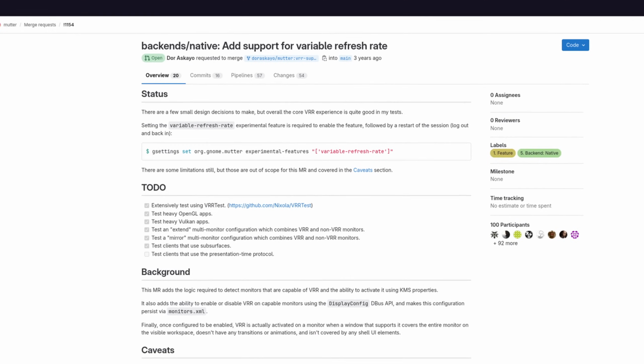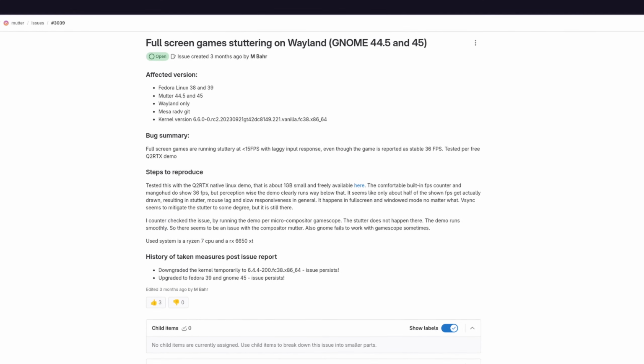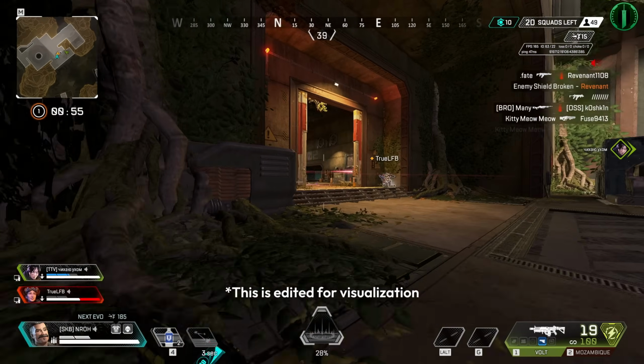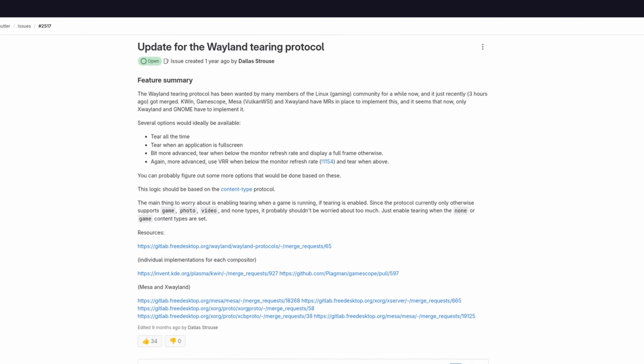Gnome doesn't support variable refresh rate, has issues on Wayland which makes the game feel like it's running on a lower refresh rate, and doesn't offer tearing yet. Was it all just placebo, or is there actually something else going on? In today's video, we are going to find out the truth on which Wayland desktop environment is better suited for gaming.